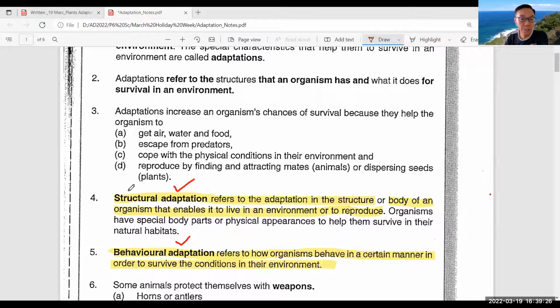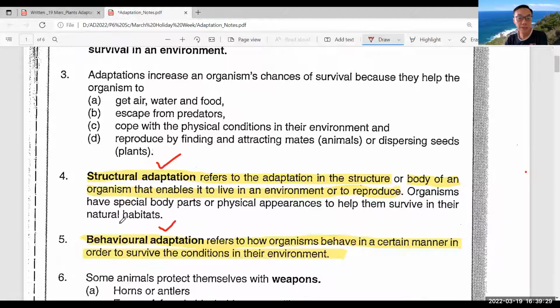Okay, students need to be aware of the difference between structural and behavioral adaptations, because in a typical PSLE question, a scenario will be given of a certain organism, and students are required to distinguish between what is a structural adaptation and what is a behavioral adaptation. So the key thing to look out for is whether there's a part of this organism that helps it to adapt. For example, the tortoise shell, right? It's hard, so it's a structural adaptation of the tortoise that helps it to survive.